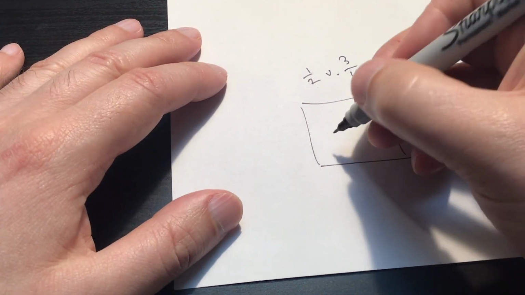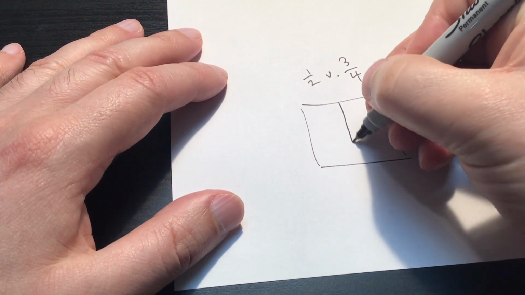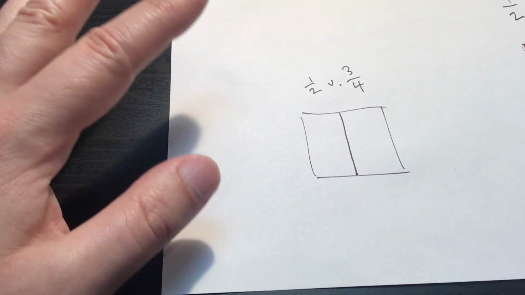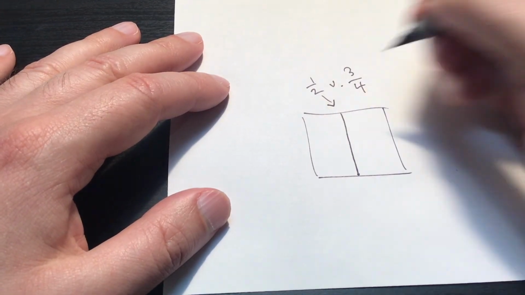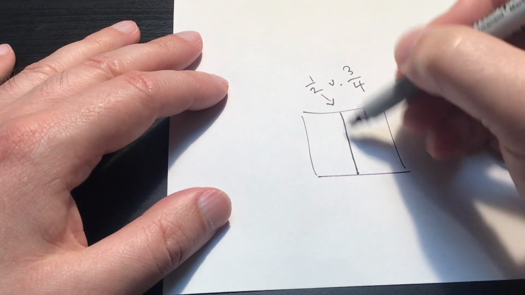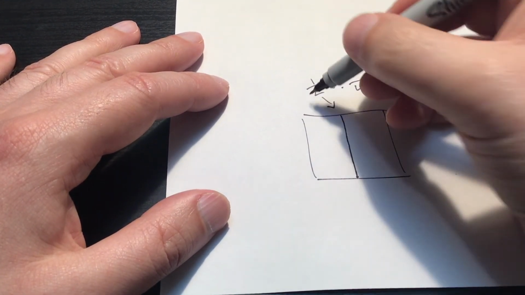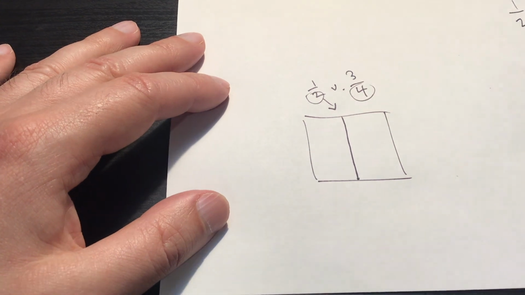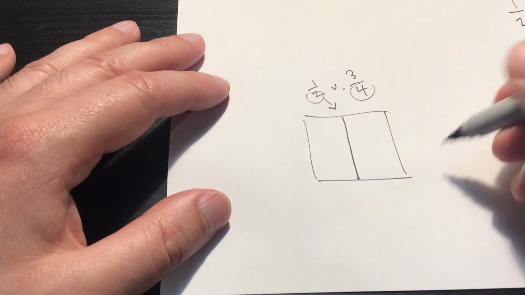And the way I'm going to do that is I'm going to split the box one way first. Okay, so that's my halves. So I've split the box into halves. And I did that vertically, up and down. Now I'm going to take my quarters, my out of 4s, and I'm going to split it horizontally.